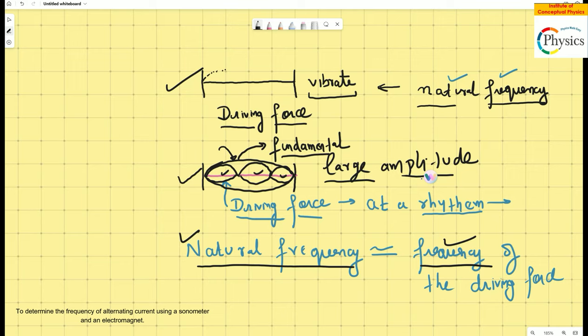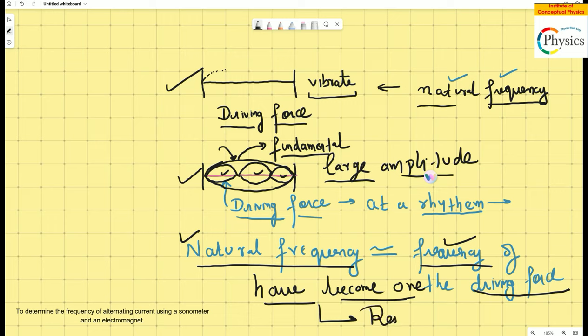condition is happening, that the frequency of the driving force and the natural frequency have become one. They act as if they are one. They have become one, or in simple English, have become one is also called resonance. Okay, so we call this resonance, and resonance is the condition which results in standing waves.